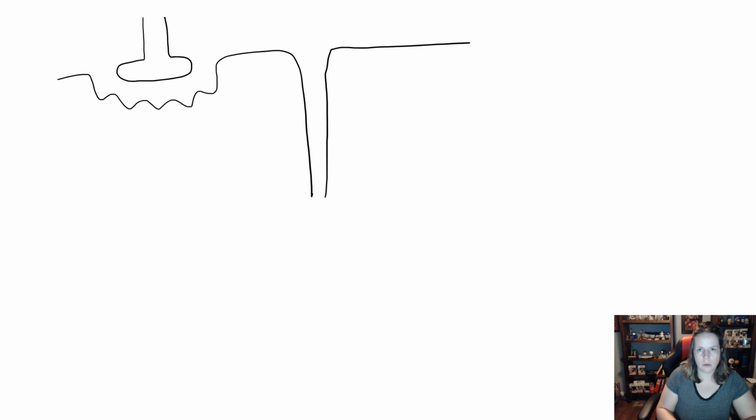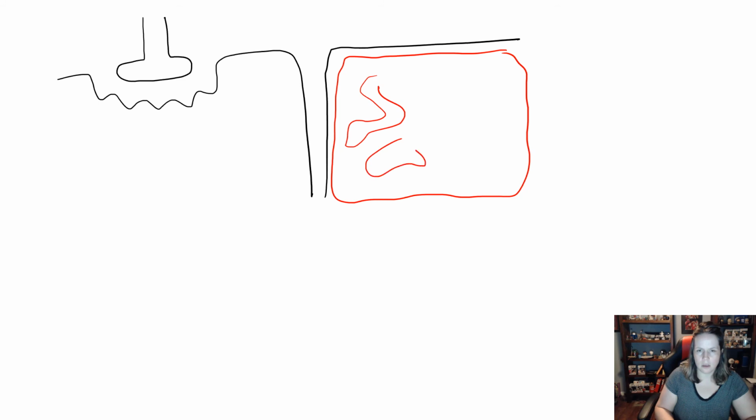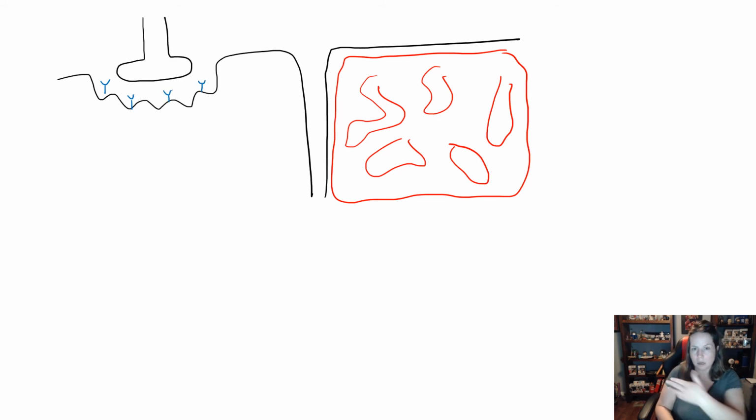Let me erase that. That doesn't look very good. Let's try this again. So we have a motor end plate, a continuation of the sarcolemma. What I'm going to draw is just the basic idea of what we're going to see in the next video. What we have is a blown up view of the neuromuscular junction connected to the rest of the system here.